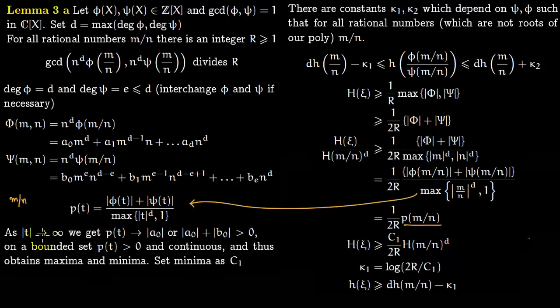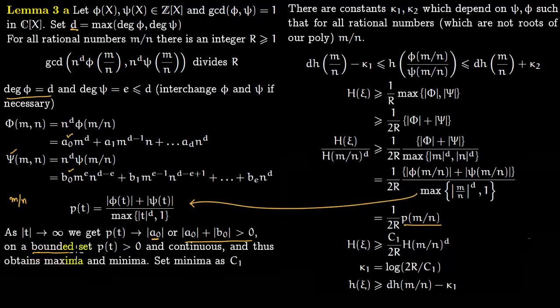So as t goes to infinity, p of t will approach the value of a0. That's precisely because d is the maximum degree of phi and degree of psi, and we are saying degree of phi is d. So this phi has the maximum degree, and therefore the coefficient value is a0. Just in case e is also equal to d, then you will also get b0. So you will get either absolute value of a0 or absolute value of a0 plus b0 as the limit, and you can see both these are greater than 0.